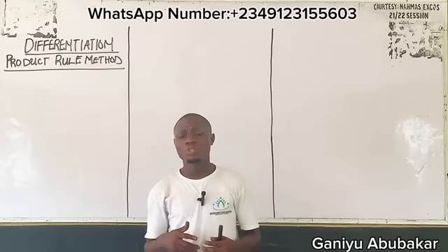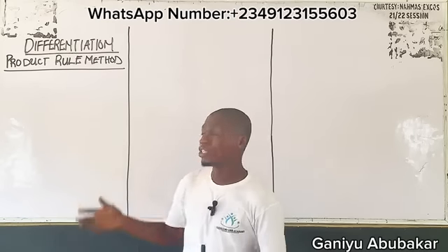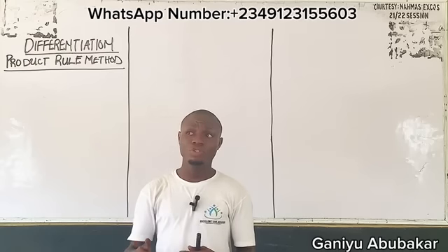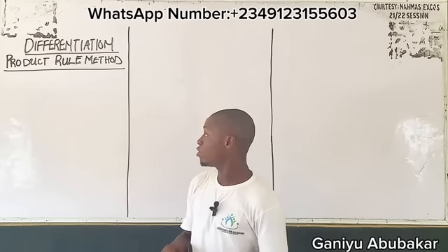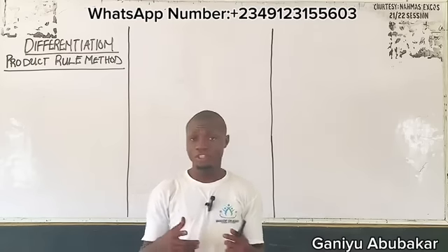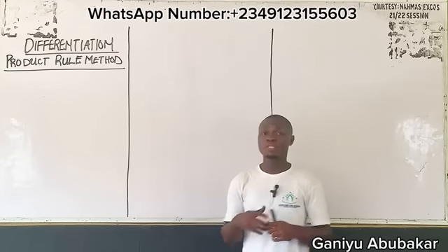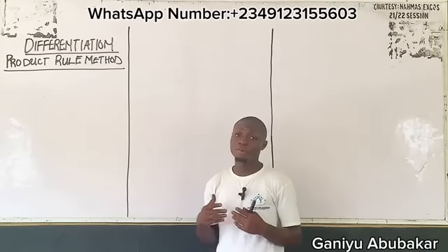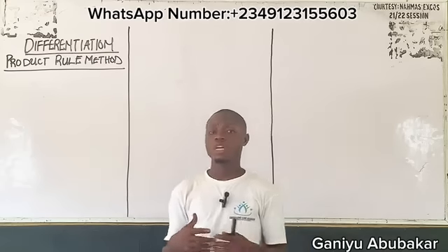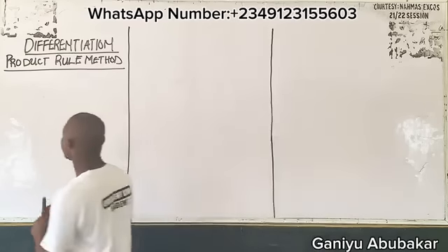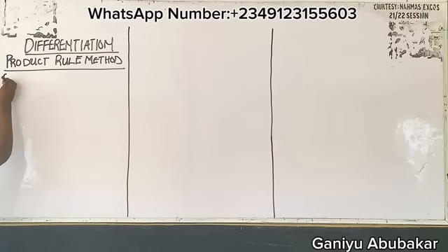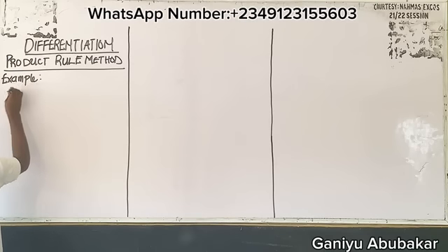For this class, we'll proceed with the second example under the product rule method of differentiation. Last class, we dealt with the introduction to product rule, which is simply the fourth method of differentiation. I gave you the mathematical expression, or let me call it the formula, for solving problems under product rule. So let's go ahead and take example 2 and solve together to further increase the in-depth understanding of how to evaluate problems using product rule.